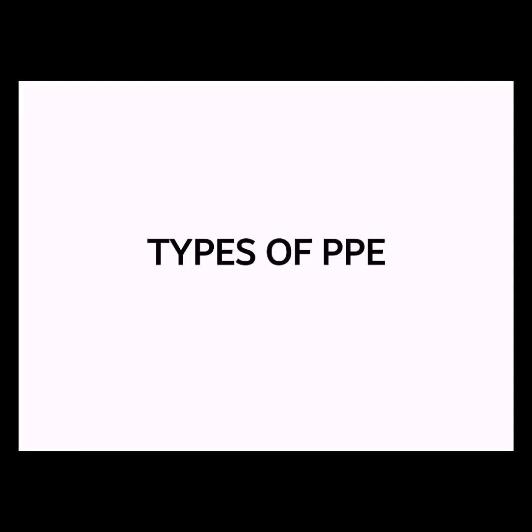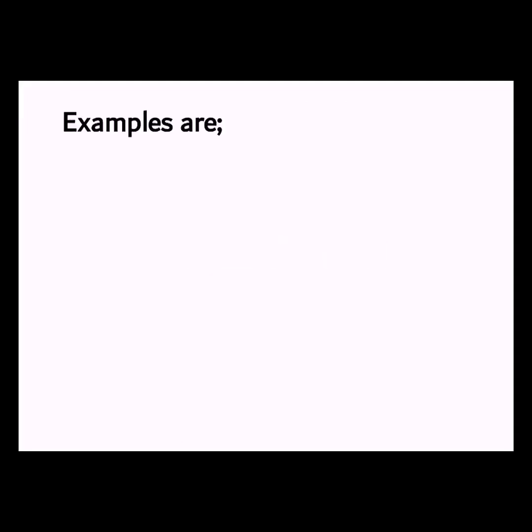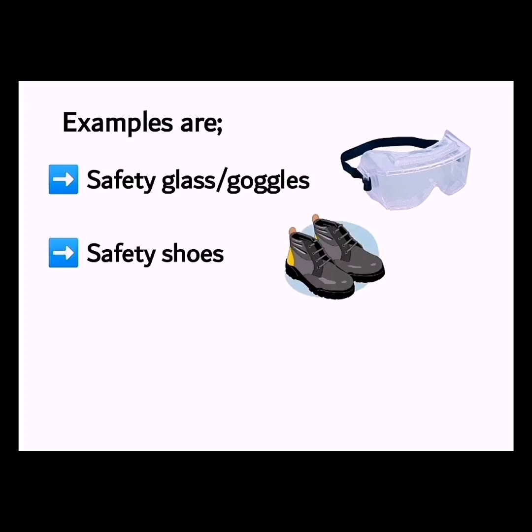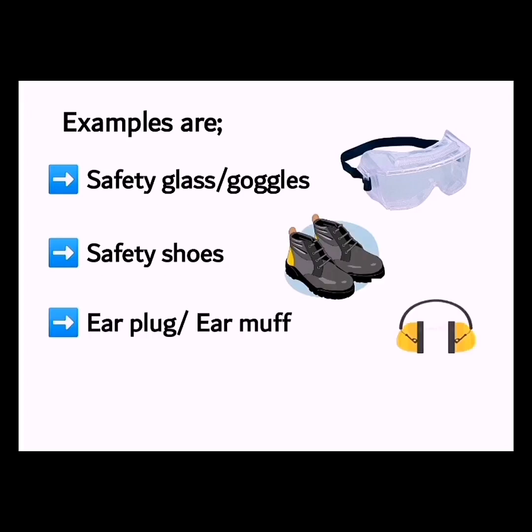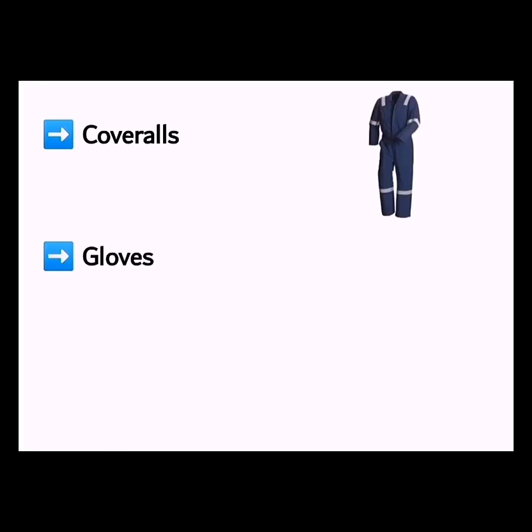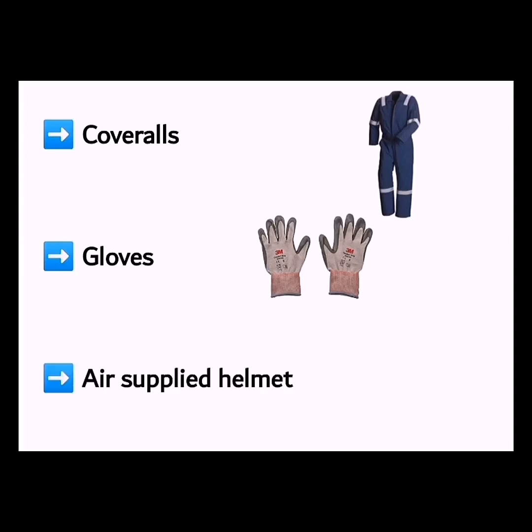Types of PPE. Examples are safety glasses, goggles, safety shoes, earplugs or earmuffs, respirator, coveralls, gloves, air-supplied helmet.